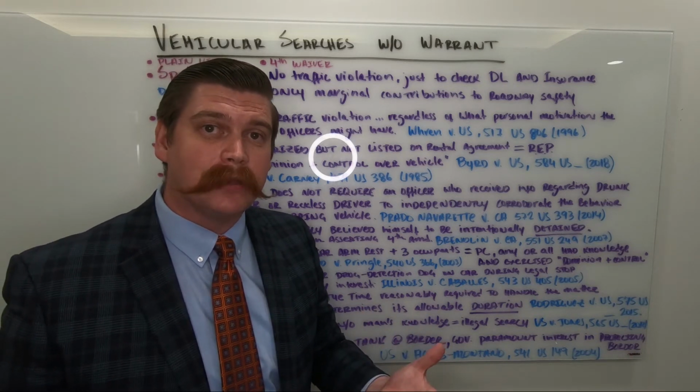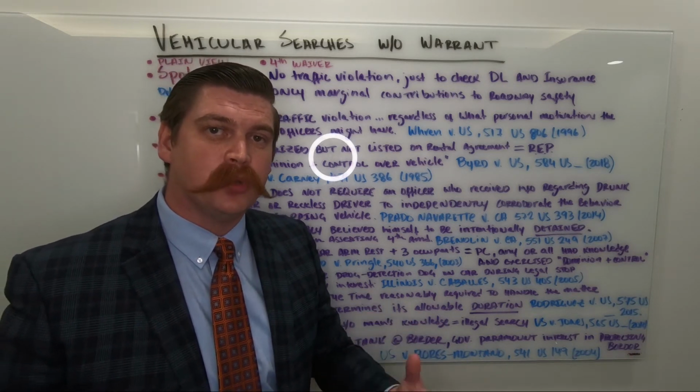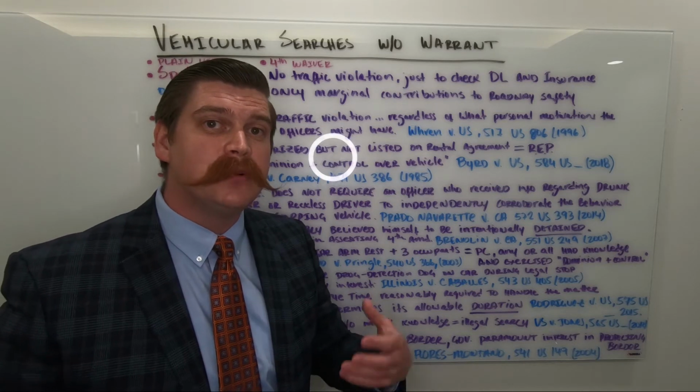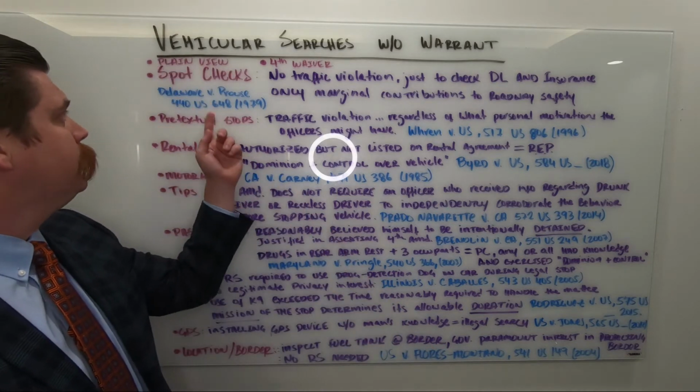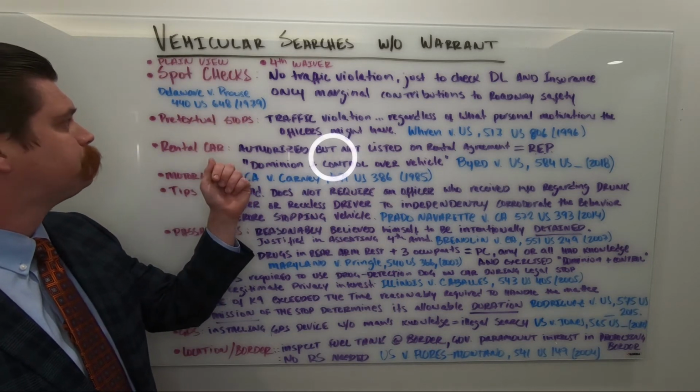And we already knew that. In order for the officers to pull you over, they need to have a reasonable suspicion that you've committed some sort of crime. And this is Delaware versus Prouse.